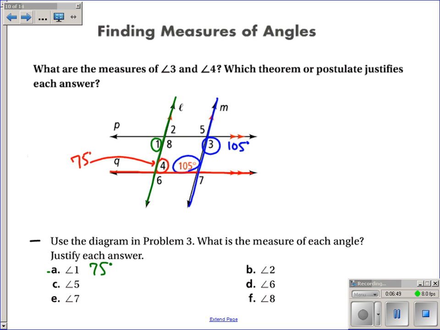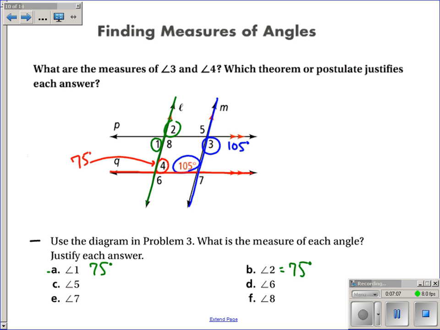Angle 2, okay, I would again use 2 and 4. Okay, so L is my transversal and P and Q are the two lines that are parallel. Okay, and so by the corresponding angles postulate, angle 2 is also 75 degrees.